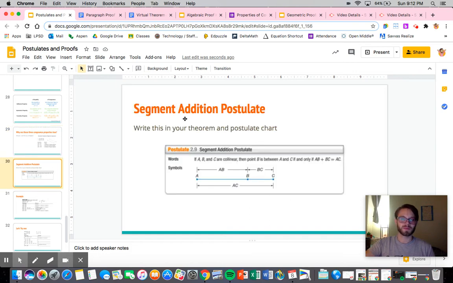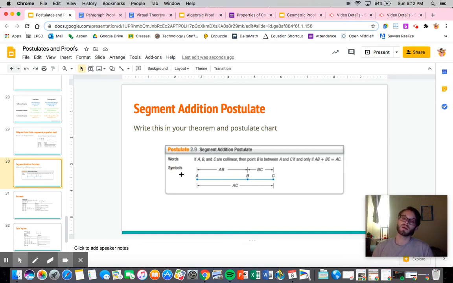Okay, so what are we going to use? Now, this postulate, the segment addition postulate, ultimately comes up a lot in future geometric proofs. So we're going to start off with some proofs involving the segment addition postulate, and understanding what it means is going to be really beneficial for your later use. So if A, B, and C are collinear, so they're on the same line, then point B is between A and C if and only if, so here's our biconditional, which means we can go both ways, AB plus BC equals AC.